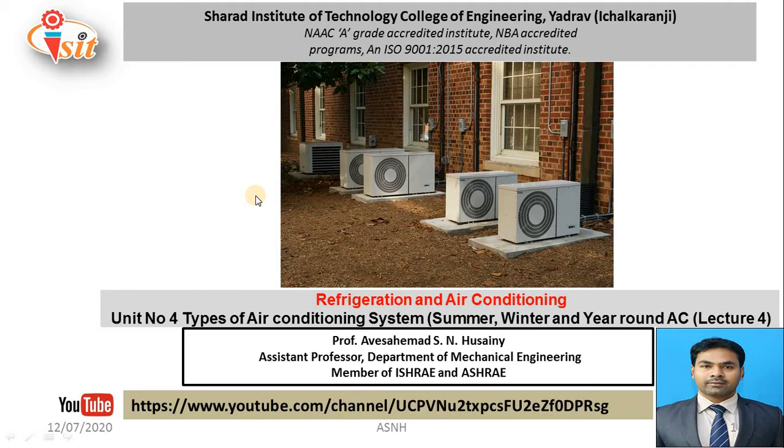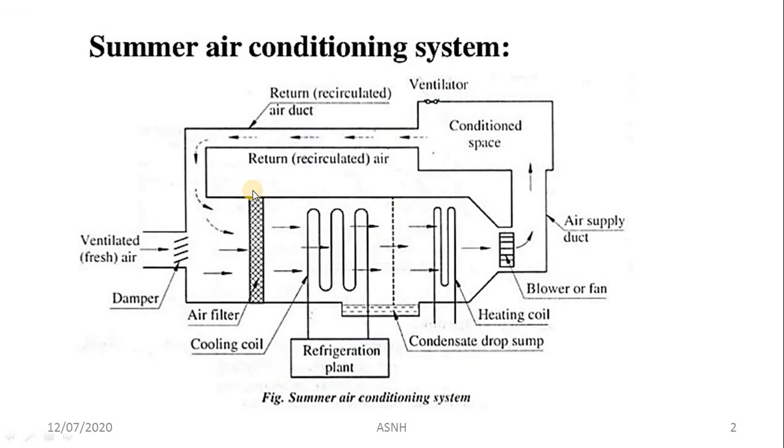There is another mode of classification of air conditioning systems on the basis of application, that is summer air conditioning system, winter air conditioning system and year-round air conditioning system. First we will discuss the summer air conditioning system. The main purpose of the summer air conditioning system is to serve during summer conditions, that is, to produce the cooling effect. This system is mostly used in summer, and in India mostly summer air conditioners are used.